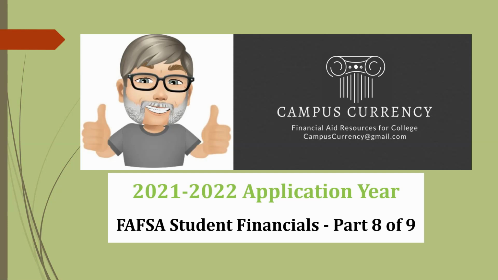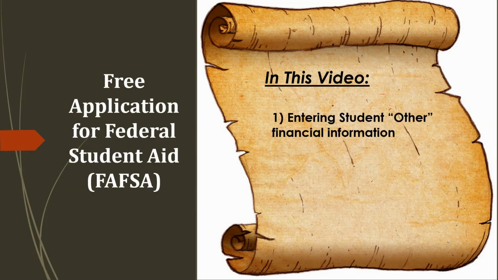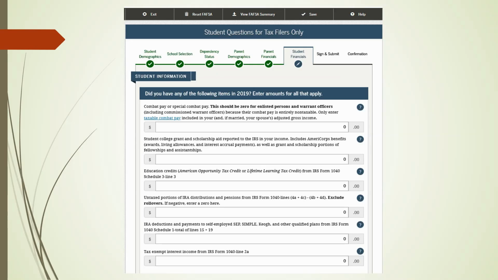This is Campus Currency, and we're back with part 8 of 9 of the FAFSA application process. In this video, we're going to be entering the student's other financial information, and this could include spouse's information as well. Keep in mind that the FAFSA application is for all students applying to college, so this could also include non-traditional students that are older that may be married with children.